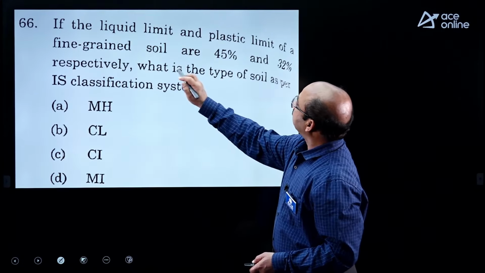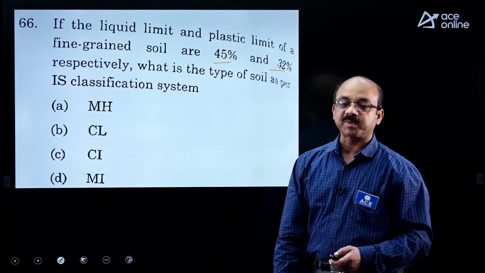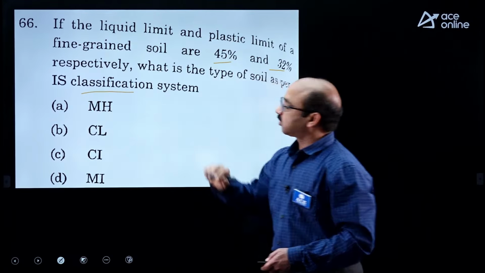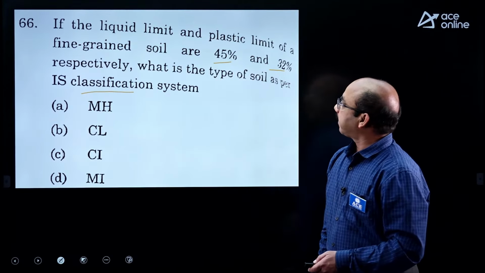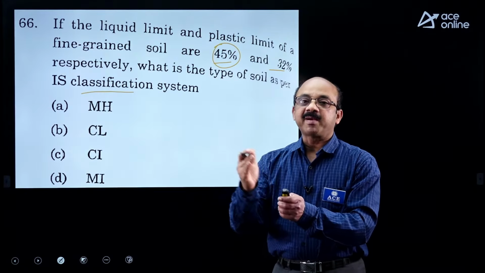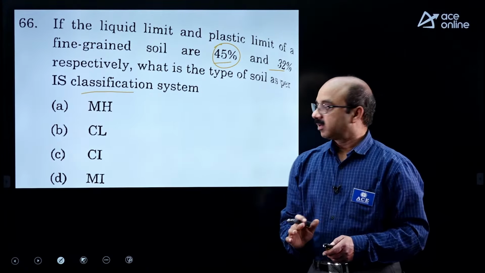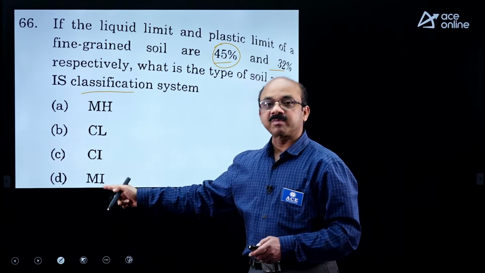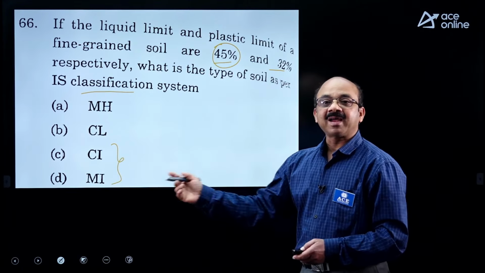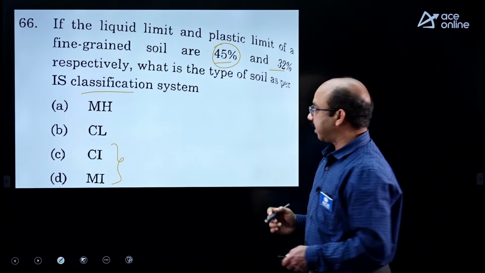The next question: liquid limit and plastic limit of the fine grained soils are given as 45 and 32% respectively. What is the type of soil as per the IS classification system? Here, liquid limit is given as 45. Since it is between 35 and 50, it must be intermediate compressible. If you see the options there, intermediate compressible, so the answer must be between these two. How to decide clay or silt? For that you require the IP value, the plasticity index value. Let us see those values.